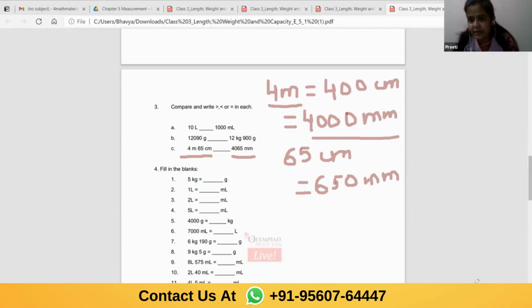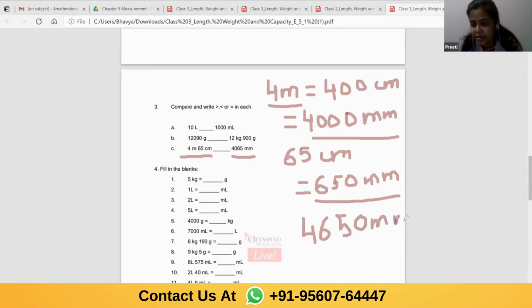Okay. So whenever you have to change centimeter to millimeter, multiply by 10. When I multiply 400 by 10, I get 4000. When I multiply 65 with 10, I get 650. Now both these things are in millimeter. Add them up. What do you get? 4650 millimeter. Now compare. When both the things, left hand side and right hand side, are in the same unit, only then you can compare. Now compare, which is bigger, 4650 or 4065?